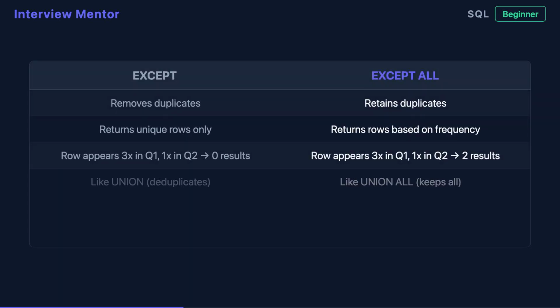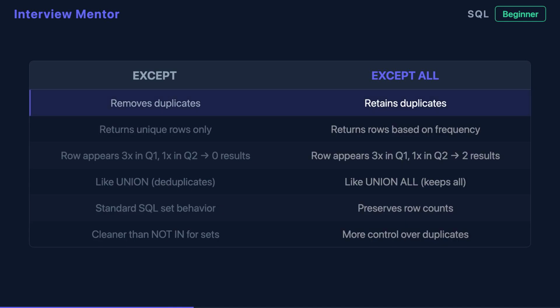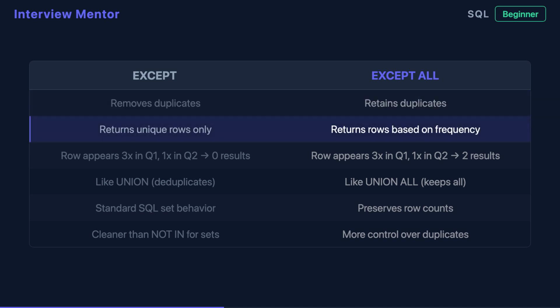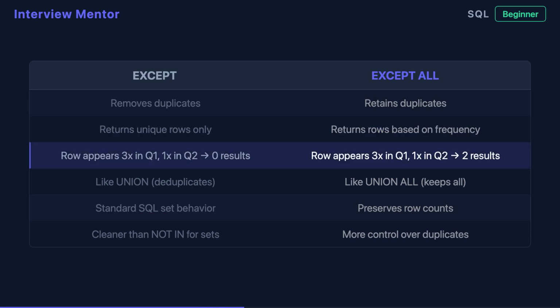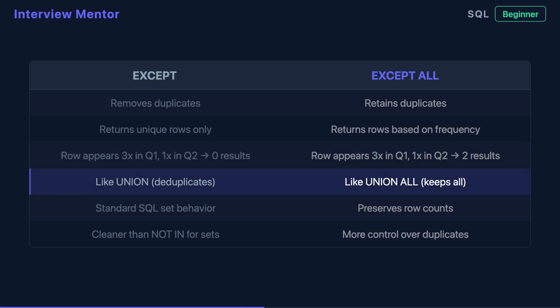There's an important distinction between EXCEPT and EXCEPT ALL. Standard EXCEPT removes duplicates and returns only unique rows, while EXCEPT ALL retains duplicates based on their frequency. If a row appears 3 times in the first query and once in the second, EXCEPT returns nothing, but EXCEPT ALL returns it twice. This is similar to how UNION differs from UNION ALL.